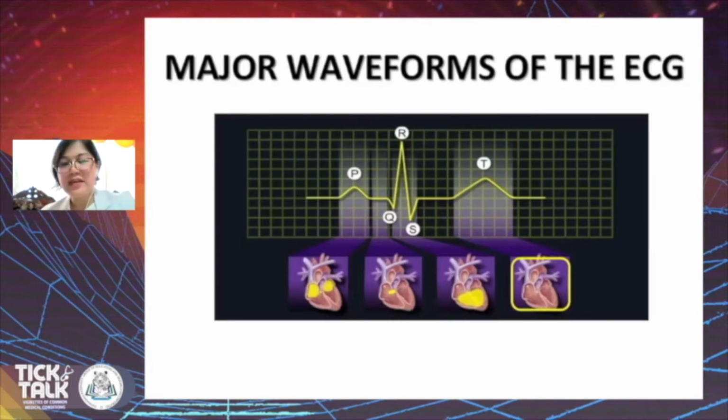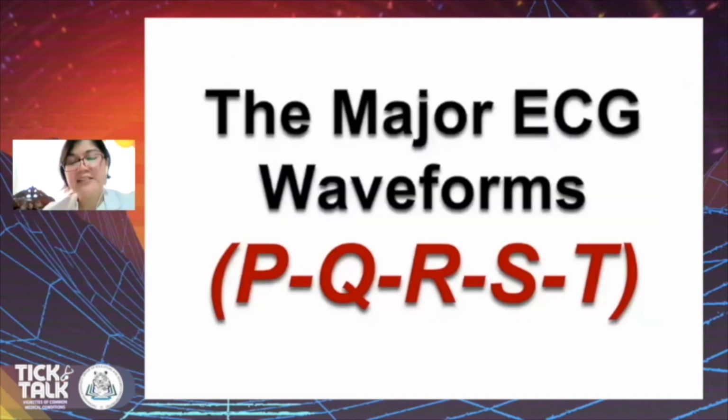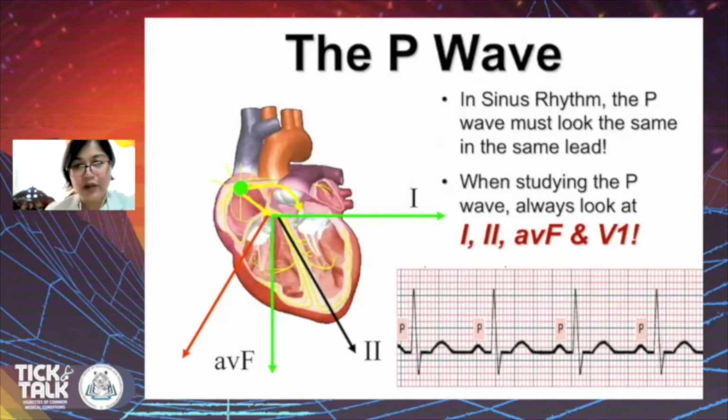Now, it is not only important that we get familiarized with the major ECG waveforms, we also have to be reminded of what the actual normal PQRST waveforms look like, eventually helping us determine whether we're looking at an actual normal ECG tracing. So, as mentioned, the P wave, which is the first upward inflection of your ECG complex, should have the same morphology, same size, and same direction in the same lead. Whenever you're studying your P wave, see if your P waves look the same in leads 1, 2, aVF, and V1. The moment there are discrepancies in the P wave, then we have to think of a certain problem.